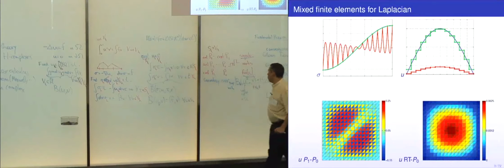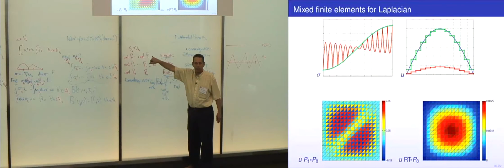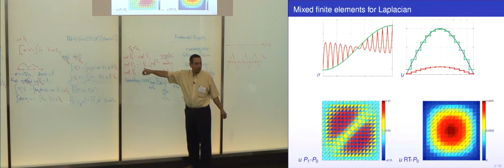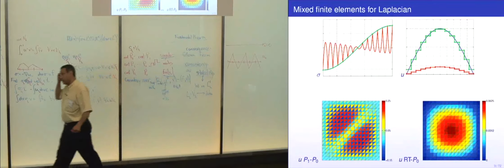Okay, well, based on this, we probably don't want to spend a lot of time thinking about continuous P1 for both things. In fact, it's singular again. We might say, well, here's a nice, easy solution: continuous piecewise linears for sigma, piecewise constants for U. In 2D, that fails.